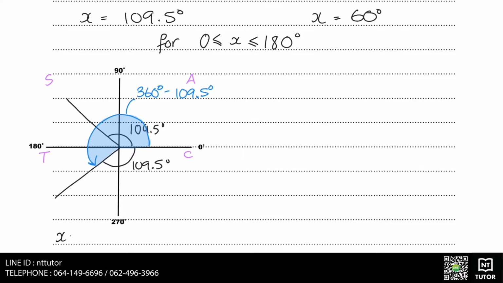The other angle that gives the same cos value as 109.5 is 360 minus 109.5, which is 250.5. However, 250.5 is not in the range of x that the question says it wants, so therefore our only answer for cos x equals minus a third is x equals 109.5.